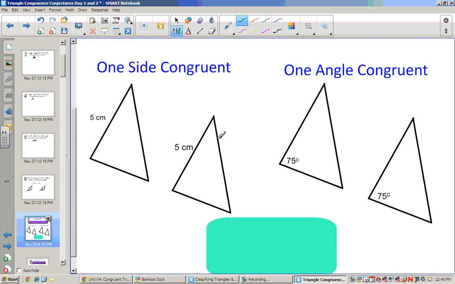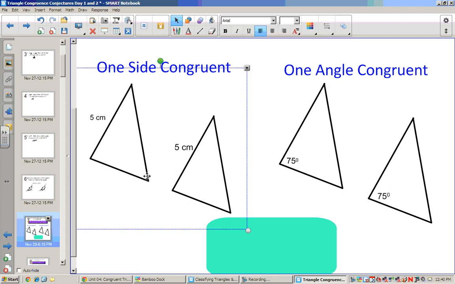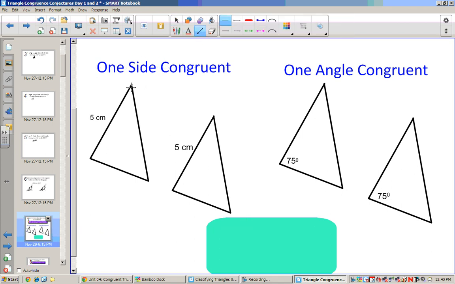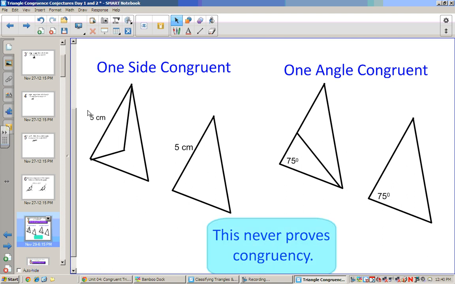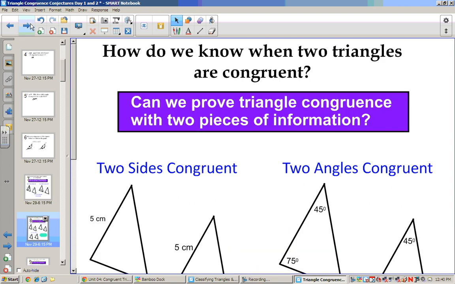If this side, do these triangles have to be congruent? For instance, could I move this side to look like this? And hopefully you see that those are not congruent. Or this angle, if I have one angle, does it always have to be the same triangle? Hopefully you see the smaller angle is definitely not the same size as the big triangle. So one piece of information is not enough. It never proves congruence.